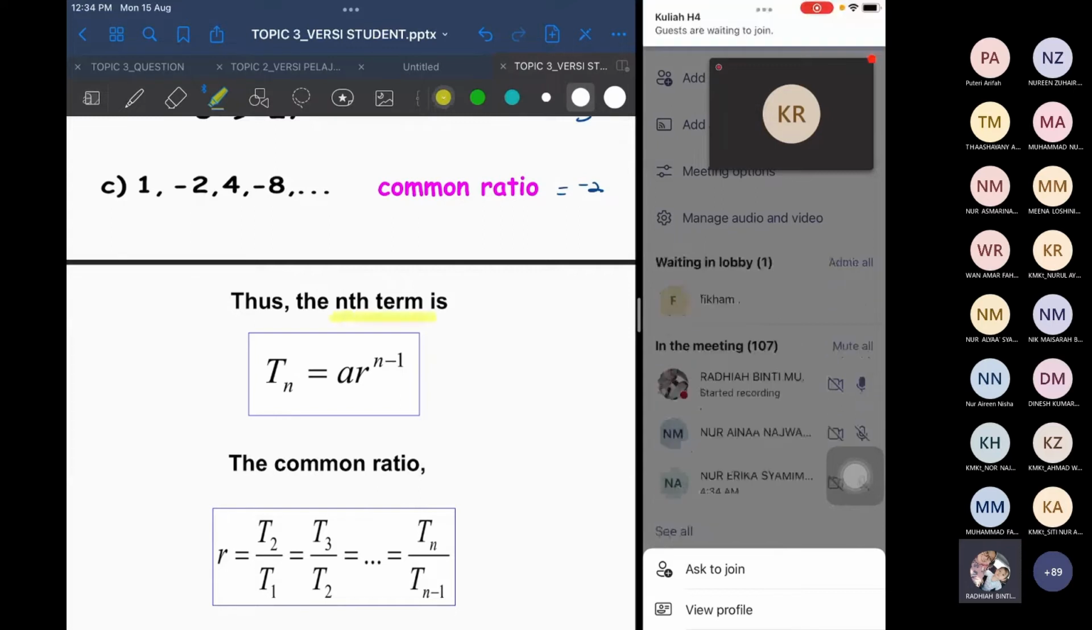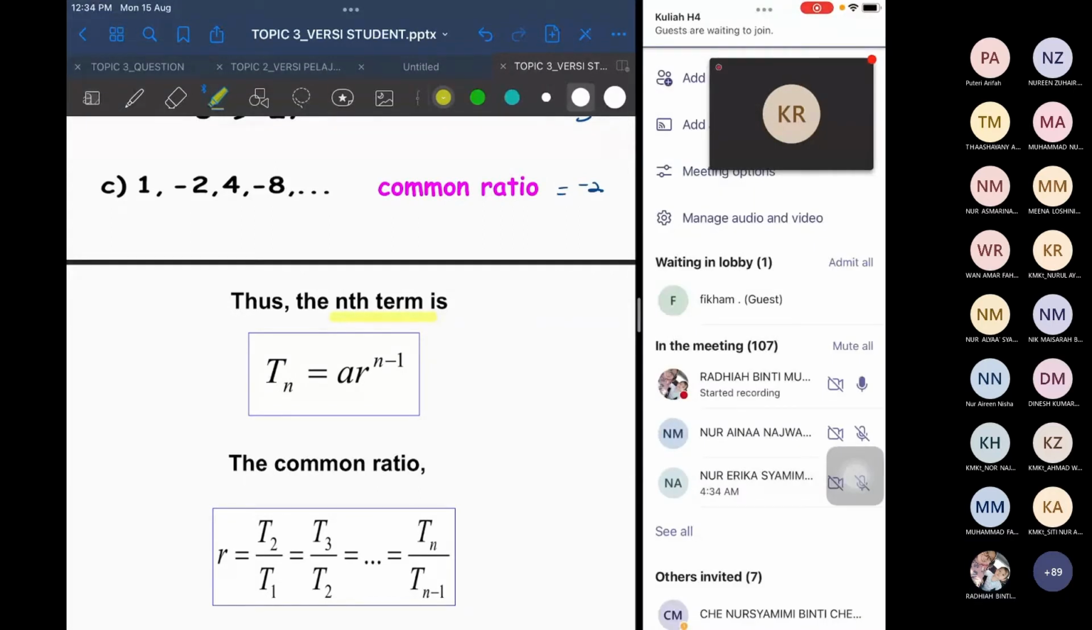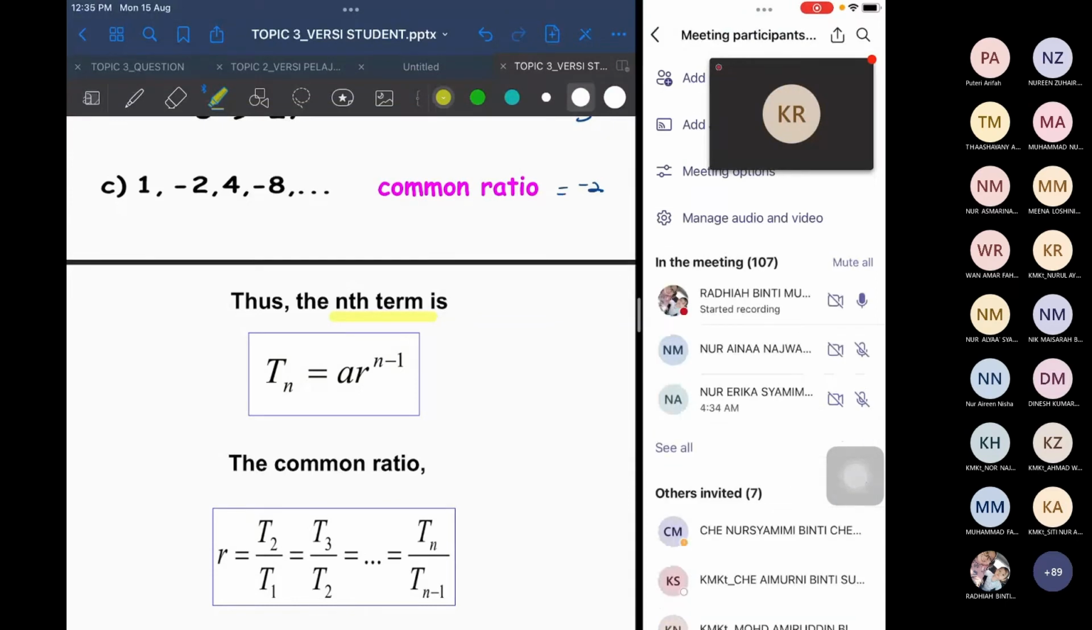You punya n term untuk siapa nak join ni? Habis kelas dah. Okay, so kita punya formula of n term adalah AR^(n-1).